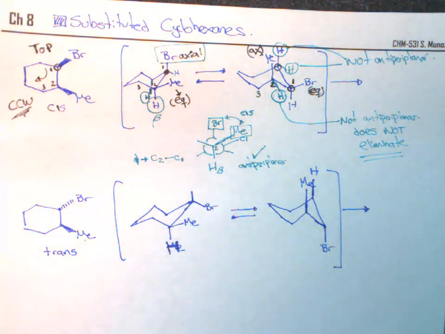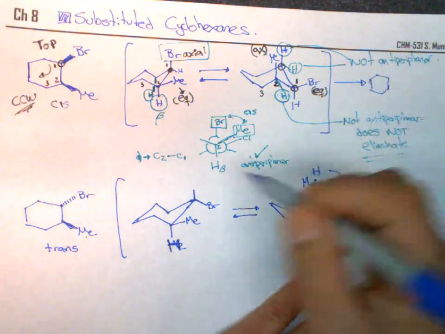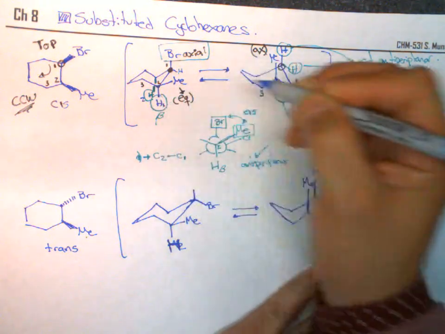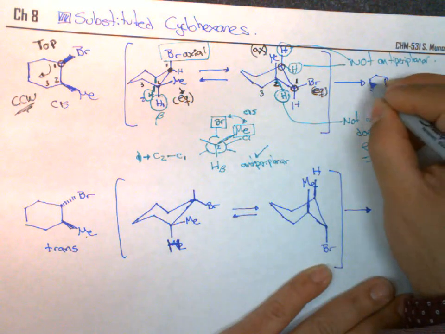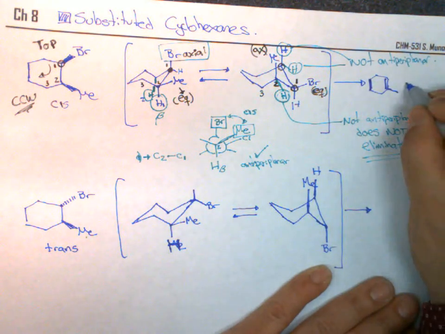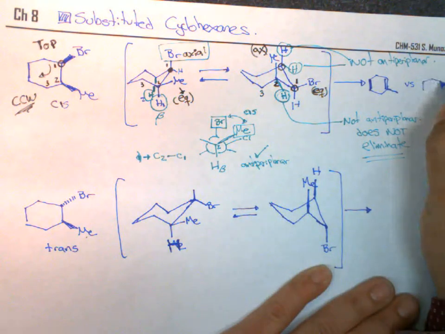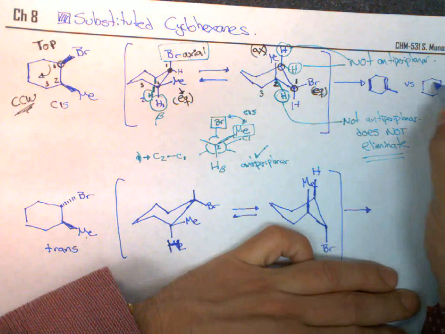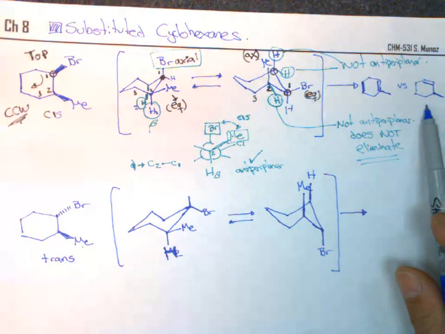Now, based on Zaitsev's rule, if we eliminate, let's put this 2 and 1. If we eliminate 1, we are going to get this alkene. If we eliminate 2, we're going to get that alkene, right? Are you able to see that?